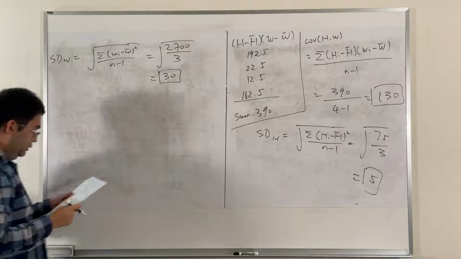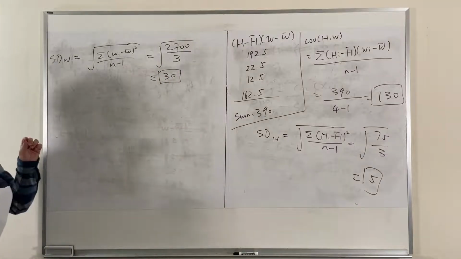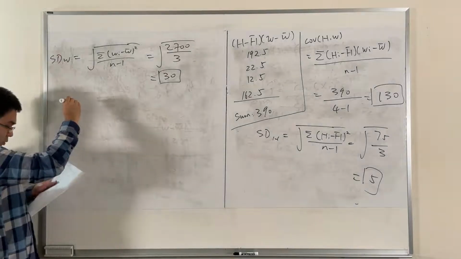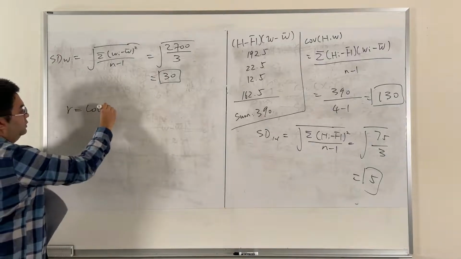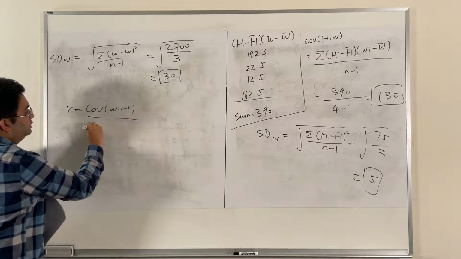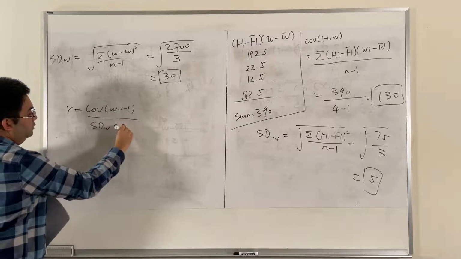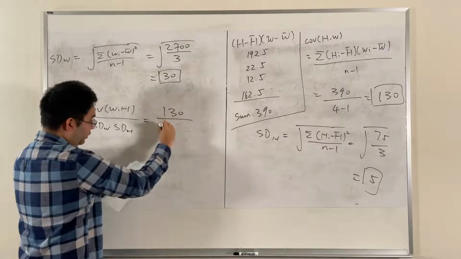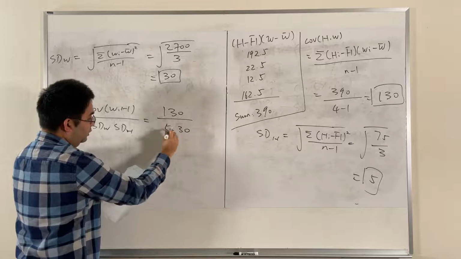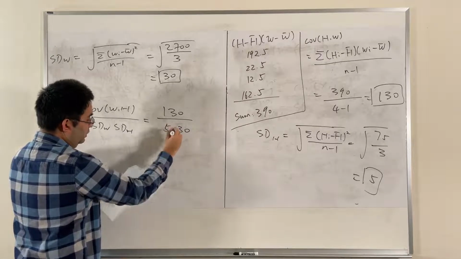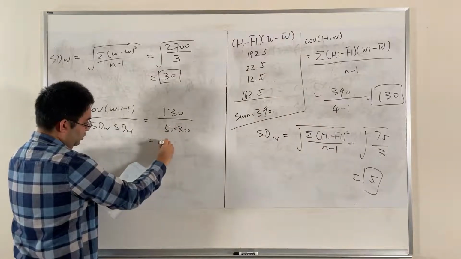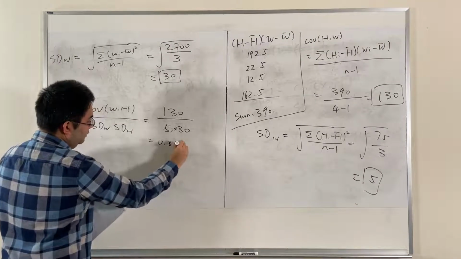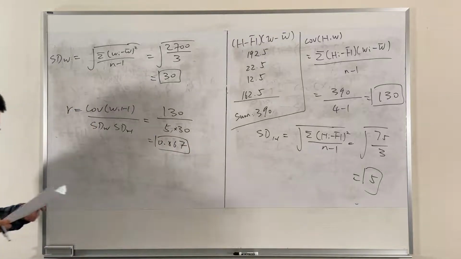Okay, so I think we're ready to find our correlation, the Pearson's r. So Pearson's r equals the covariance of w and h, divided by the standard deviation of w times the standard deviation of h. This equals 130 divided by 5 times 30, this is multiplication. This equals 0.866 or 0.867, right? This is our Pearson's r.